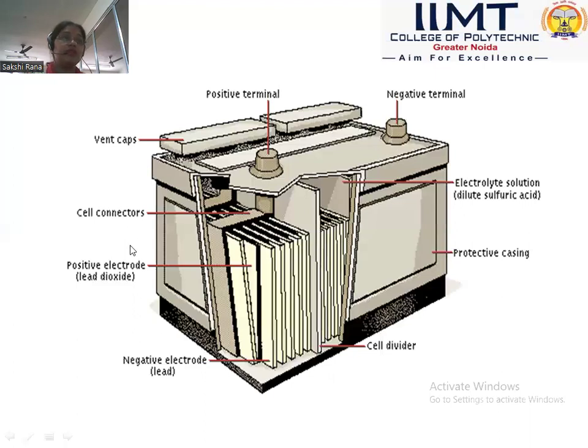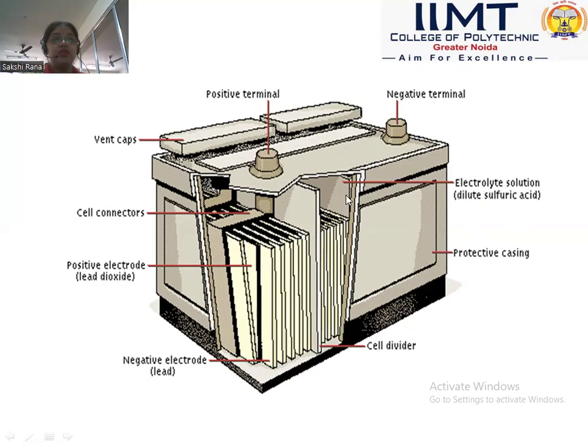This is the shape, or we can say the block diagram, of the battery. There are two terminals or electrodes, the positive terminal and the negative terminal, or we can say the anode and the cathode. There are vent caps. These are the cell connectors which connect the cells, so they can generate more voltage. Positive electrode, lead oxide; negative electrode, lead. Cell divider, basically used to divide the cells, and this is the protective case. It protects the cells, so that we cannot touch the cells and it will not harm anyone.